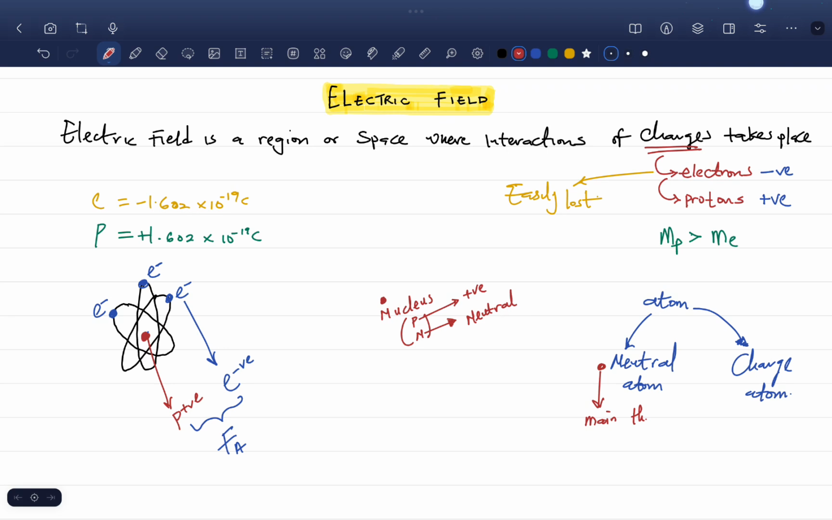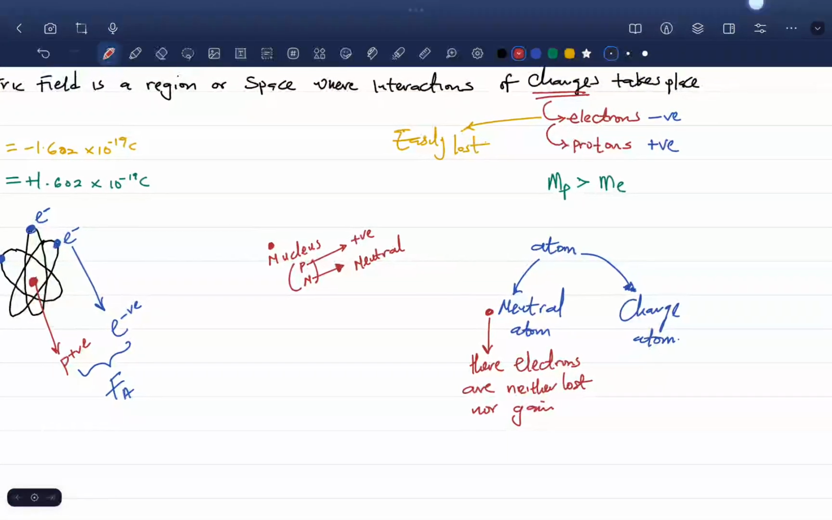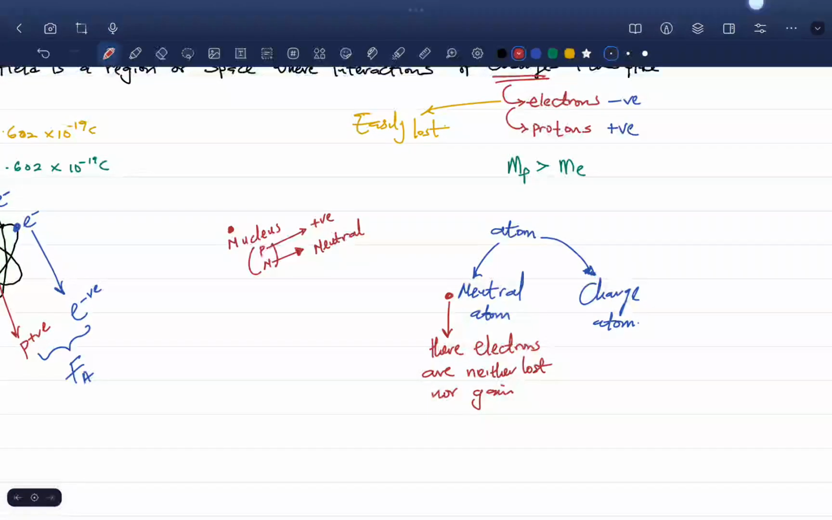I should say their electrons are neither lost nor gained. So electrons are neither lost nor gained. They don't lose electrons, neither do they gain electrons. Thereby, they are neutral.